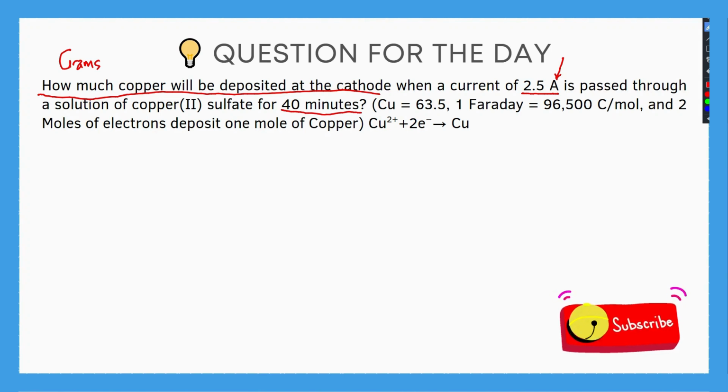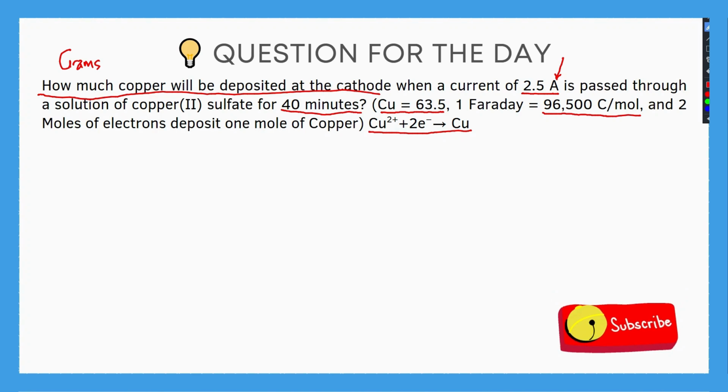So they've given us some details in solving this question. They've given us the relative atomic mass of copper, which is 63.5 grams per mole. They've given us Faraday's constant, which states that you need 96,500 coulombs to move 1 mole of electrons. And they've also told us that the equation of the reaction shows that you need 2 electrons to deposit 1 mole of copper. So let's solve this question step by step and see what we'll arrive at.